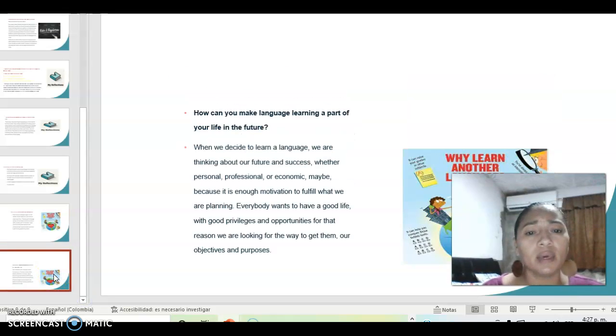Finally, how can you make language learning a part of your life in the future? When we decide to learn a language, we are thinking about our future and success, whether personal, professional, or economic, because it is enough motivation to fulfill what we are planning. Everybody wants to have a good life with good privileges and opportunities. For that reason, we are looking for the way to get them, our objectives and purpose.